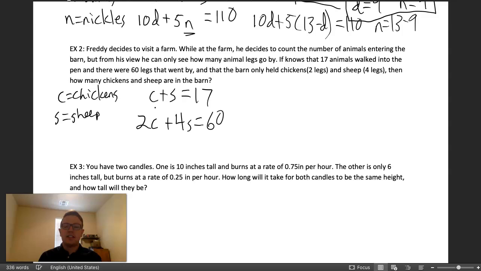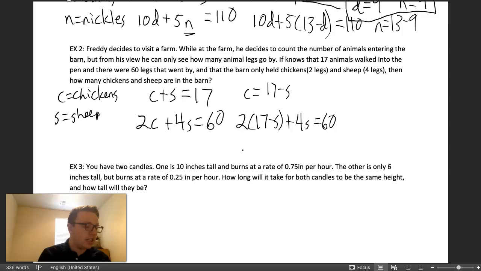Again, we're looking at this. I think substitution is probably the best way to do this because we have C and S by themselves. So let's go ahead and solve for C. We get C is equal to 17 minus S. When we substitute that back in, we get 2 times (17 minus S) plus 4S is equal to 60. When we simplify that, that should come out to, let's see, 17 times 2. So that'll be 34 plus 2S is equal to 60.